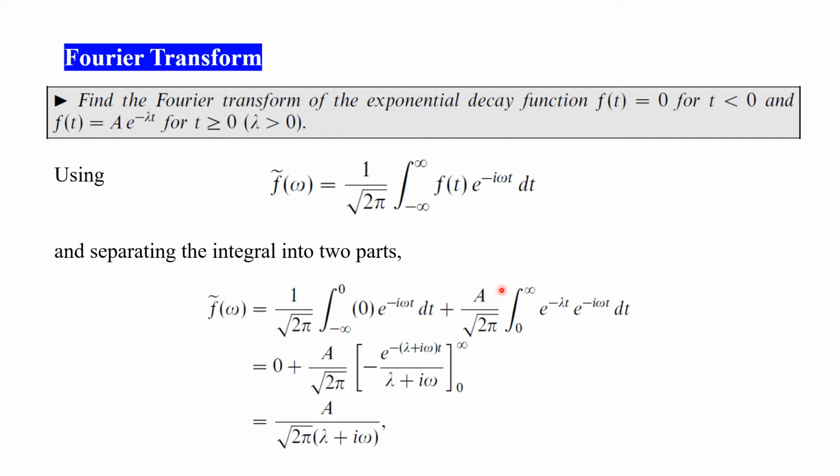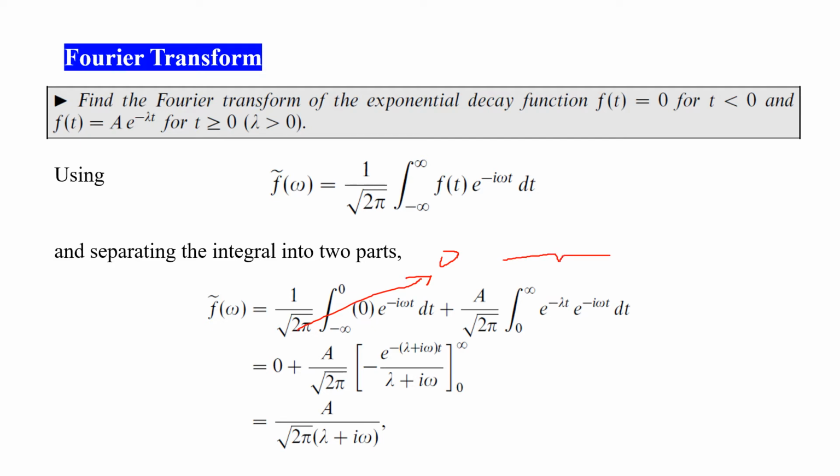plus 1 over the square root of 2 pi times the integral of a e^(-lambda t) e^(-i omega t) dt, where we can just take the a out of the integral because it is a constant. Take note here that the first term is evaluated from negative infinity to 0, and the other half is integrated from 0 to positive infinity. As you can see, the first term is just 0, so we are just going to evaluate this term here.